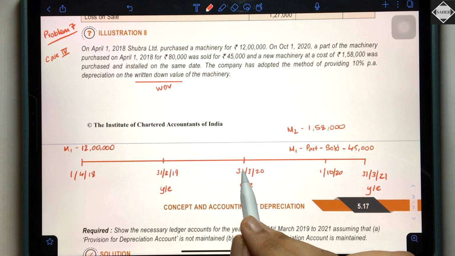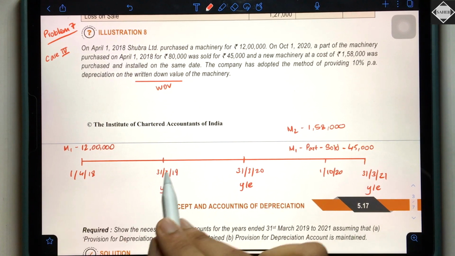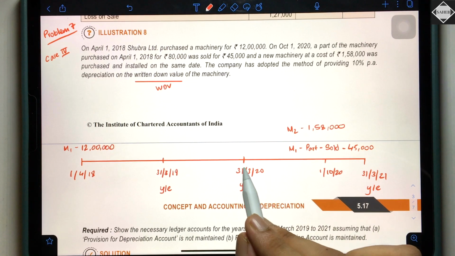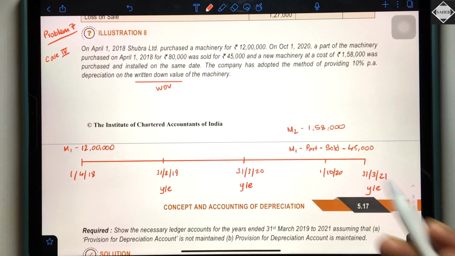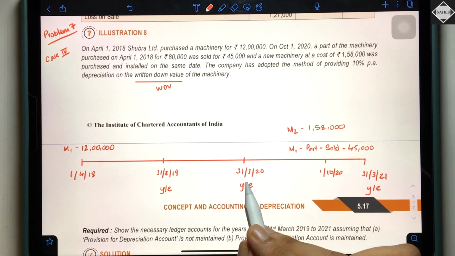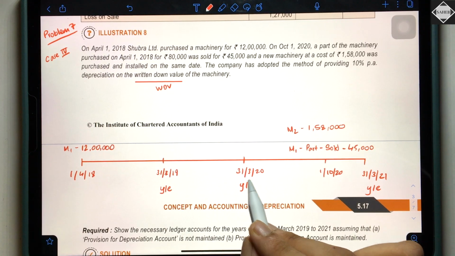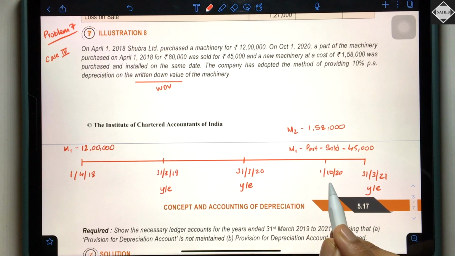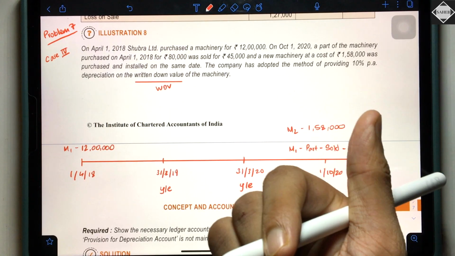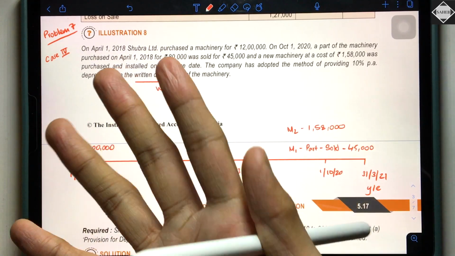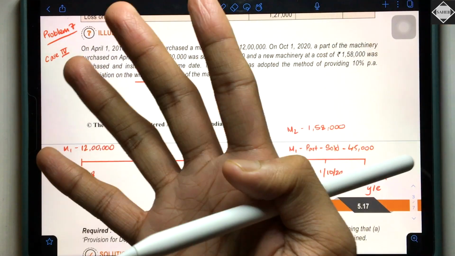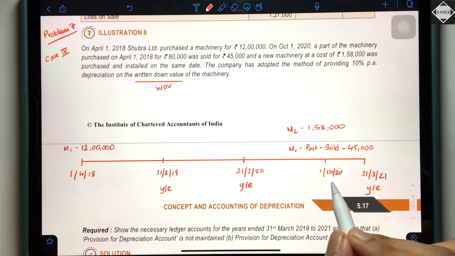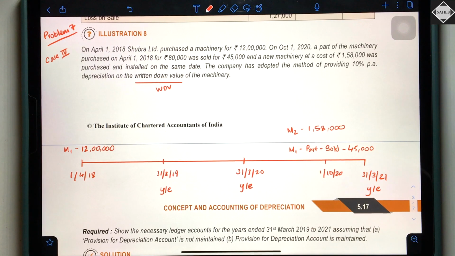In the next year also it's not happening. 31st March 2020, 1 year passed, 2 years have passed, and then it's happening after 2 years, in the 3rd year. See, 31st March 2020 is the year end, and then from 31st March till 1st October, how many months? 6 months, isn't it? April, May, June, July, August, September, not October, only 6 months. Because it's 1st October, you will not consider the October month.